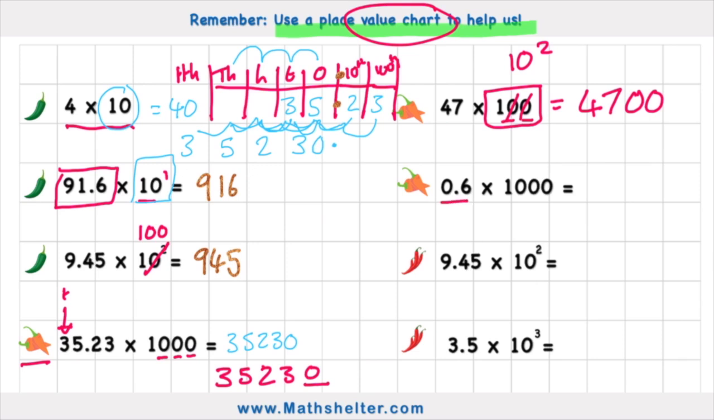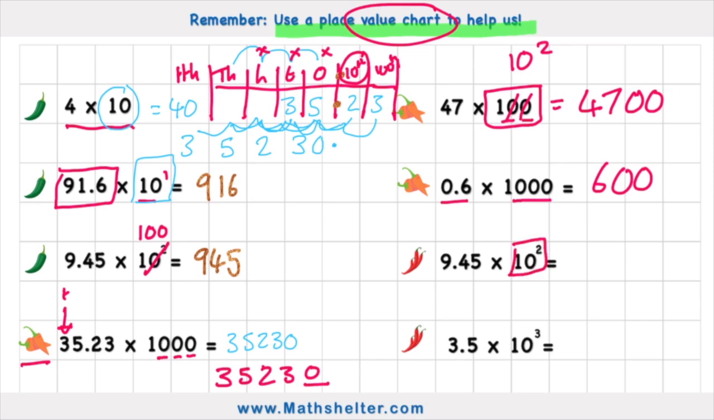0.6, bit harder now. 0.6 times 1,000 is going to be moving everything 3 places. So if the 6 is in the tenths column, it's going to be going 1, 2, 3 into the hundreds column. So I have 600. Put back my 2 placeholders. My answer is 600. 9.45 times 10 to the power of 2.